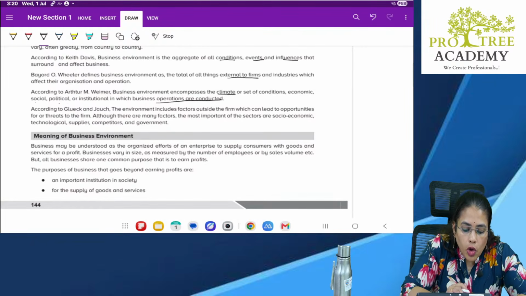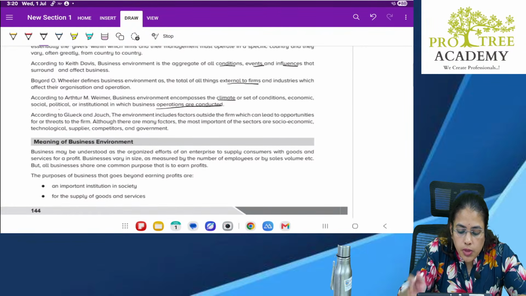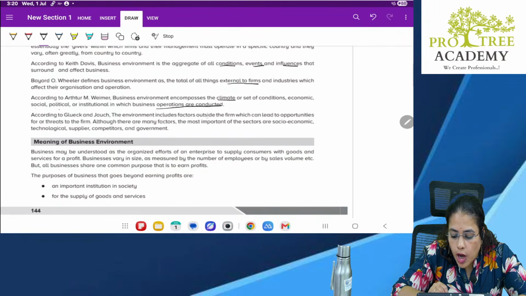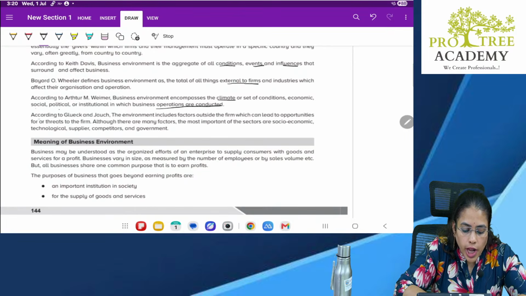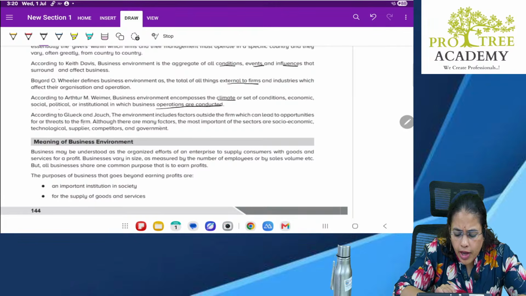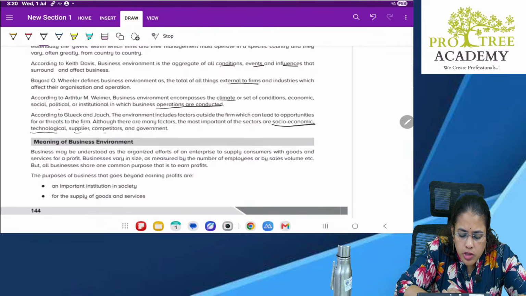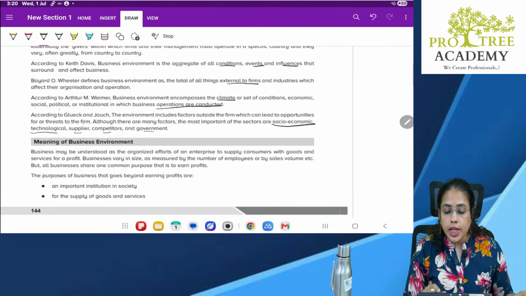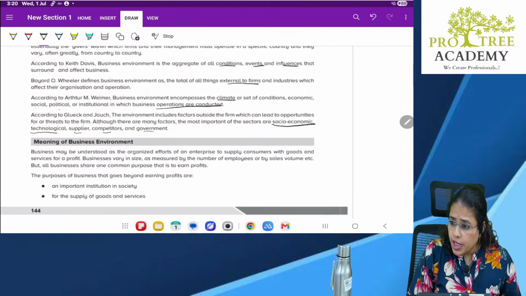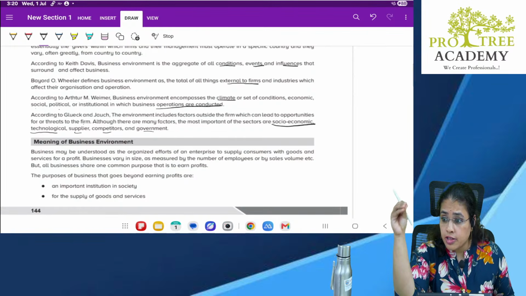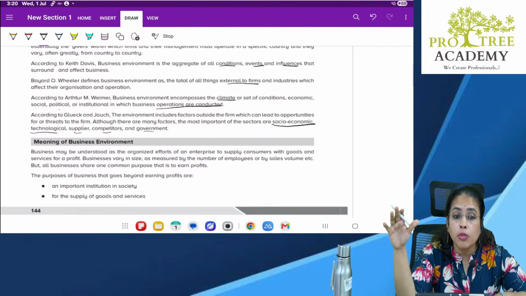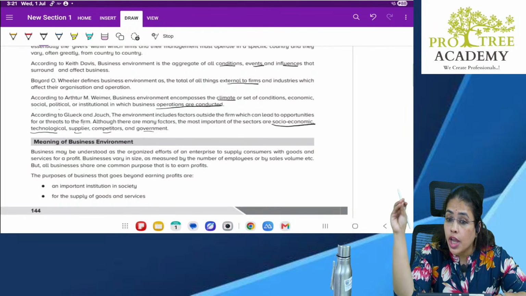Okay. According to Glueck and Jauch, the environment includes factors outside the firm which can lead to opportunities for and threats to the firm. Although there are many factors, the most important of the sectors are socio-economic, technological, suppliers, competitors, and government. So what he is telling is, opportunities are there, but most of the threats which will come to any of the institutions, any of the firms, will be from the external environment.